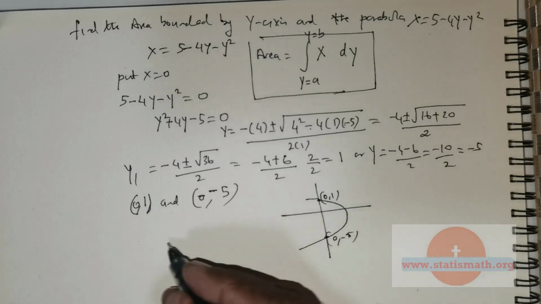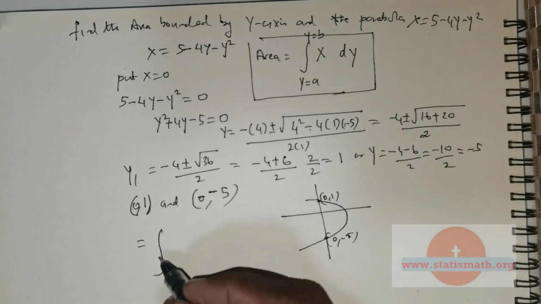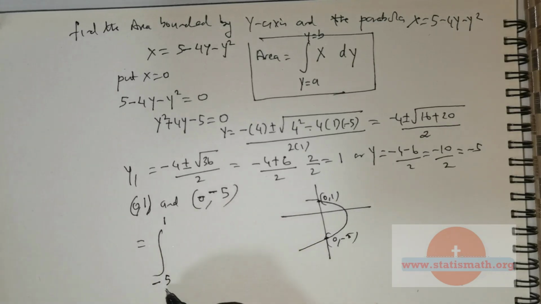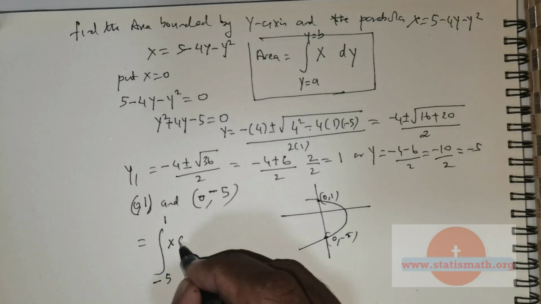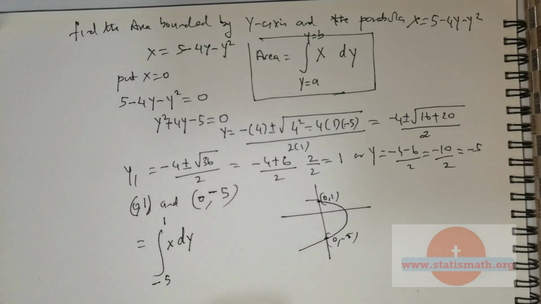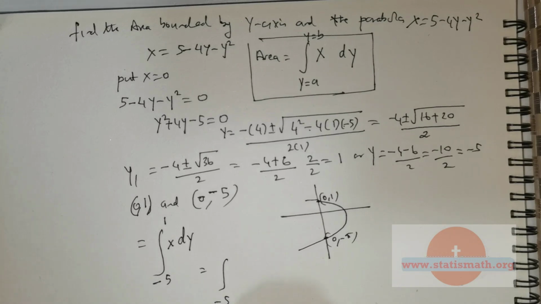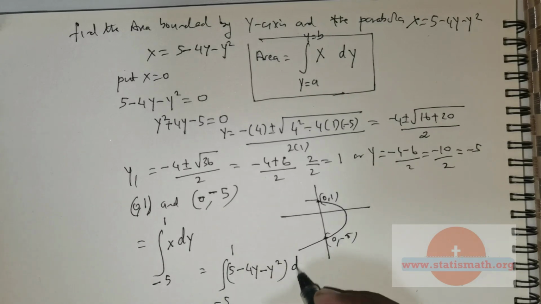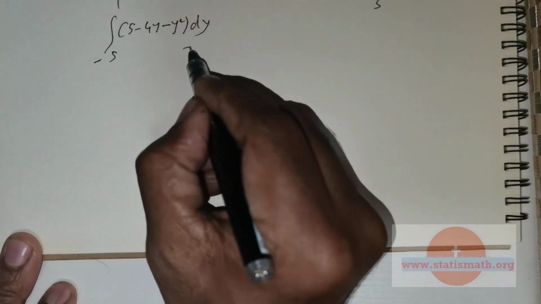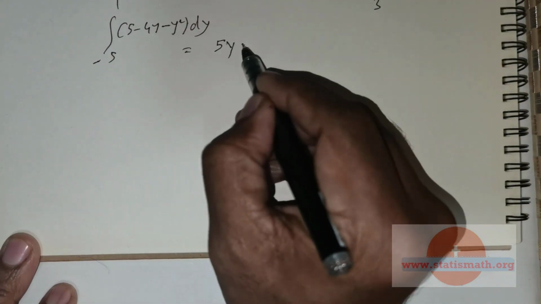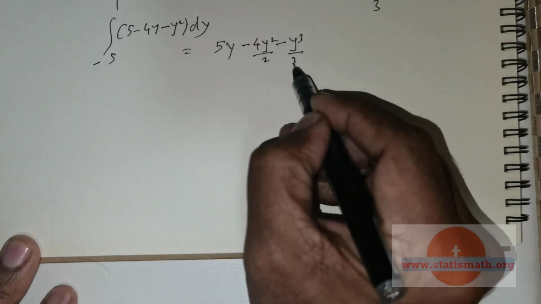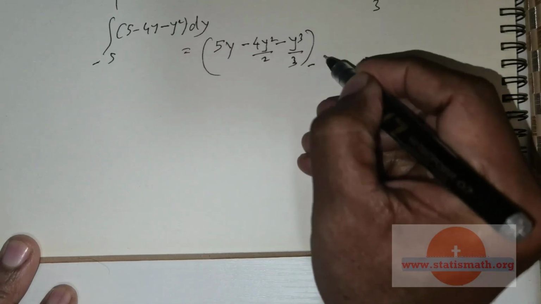So you are expected to integrate from lower limit to upper limit. The lower limit is -5, the upper limit is 1, and you need to place the expression for x and integrate it with reference to dy. So this is going to be the integral from -5 to 1 of (5 - 4y - y²) dy. If you integrate this, you would get 5y - 4y²/2 - y³/3. The limits are -5 to 1.